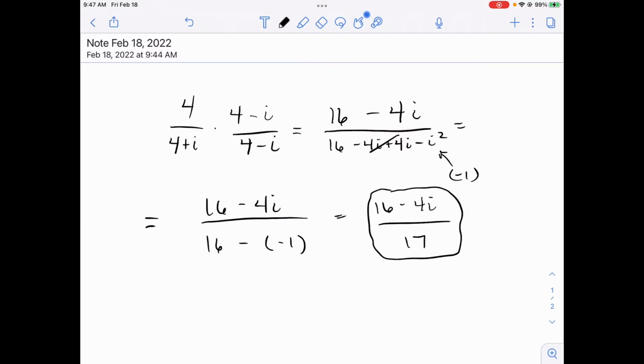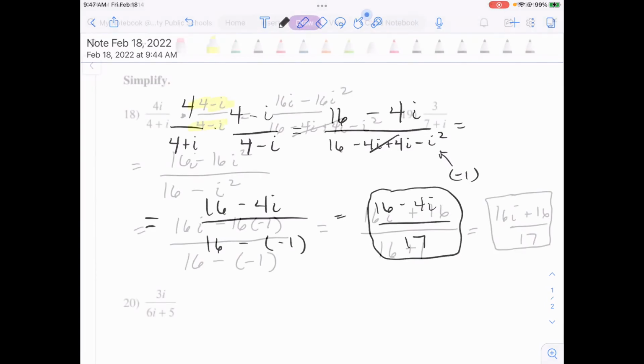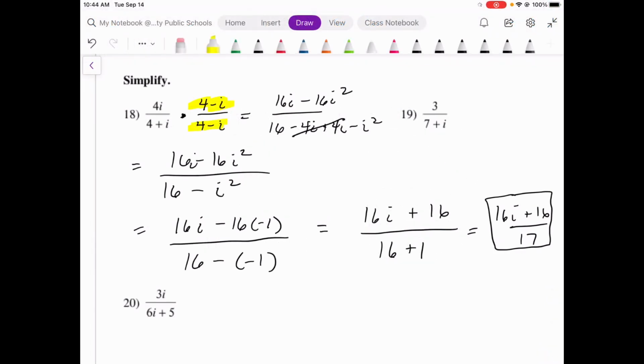When I have i's or radicals in my denominator, that's when I start being a little bit concerned about what that amount is. Again, this process is called rationalizing the denominator.